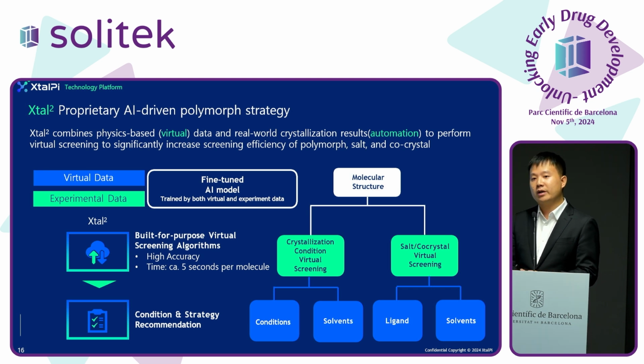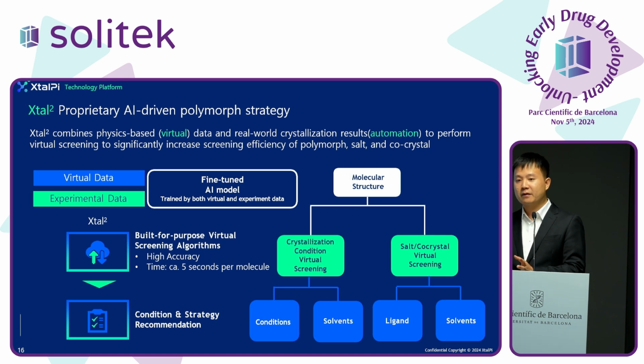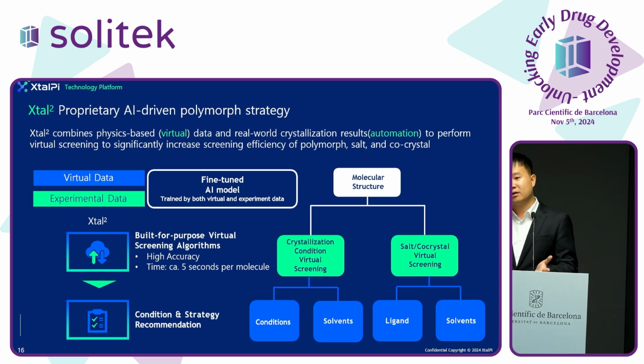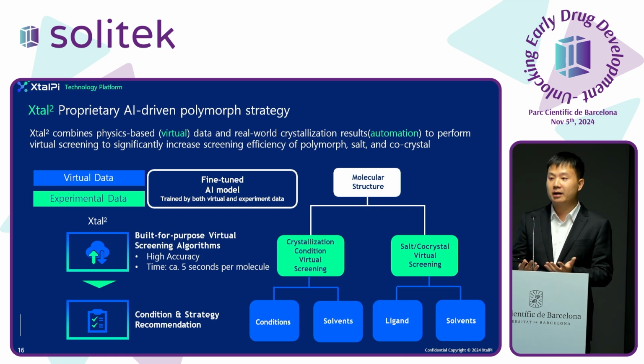And at XtalPi, we try to combine the two models. First, we use the physical model to generate a lot of virtual data, and then train an AI algorithm based on those virtual data. Of course, it's not perfect and it's not that accurate, so we refined our AI model with the experimental data generated by our in-house automation platforms. By this combination, we are able to come up with a crystallization strategy, where we can give you the experimental condition recommendation after we get the API molecular structure.